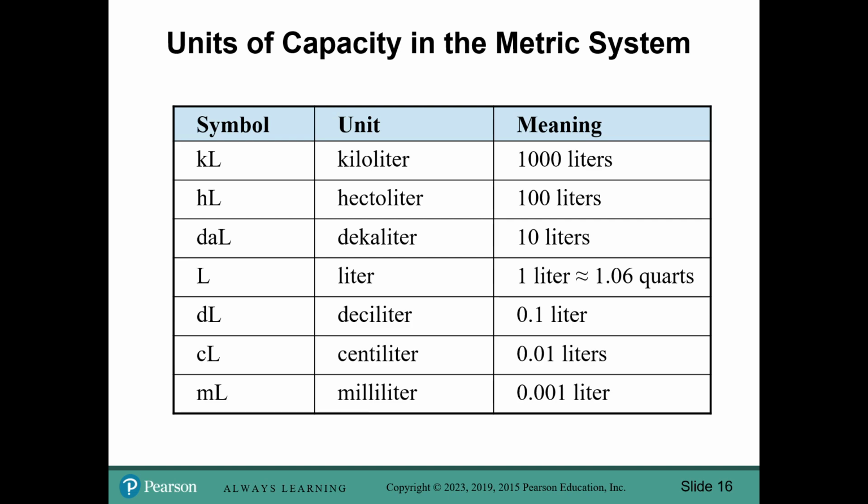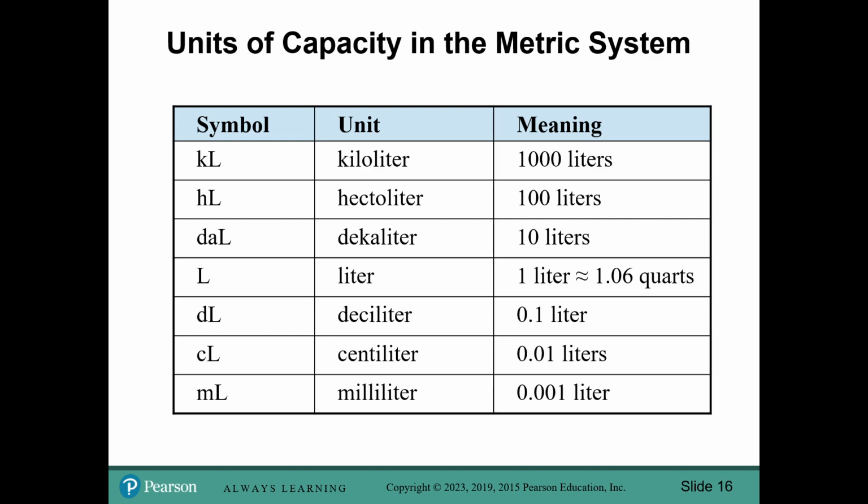All right, units of capacity in the metric system. So it breaks down the same way. The same style symbols are on these as was on the meters. That's the one good thing about the metric system. It stays extremely consistent with the abbreviations. Okay, so you got your kiloliter, your hectoliter, your dekaliter, your liter, your deciliter, your centiliter, and your milliliter.